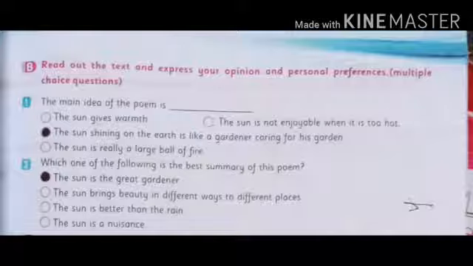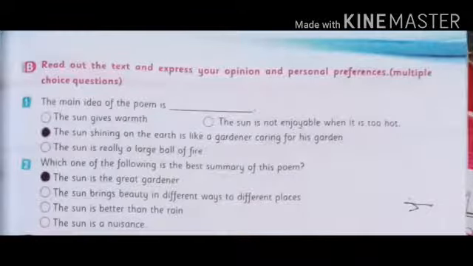Second statement is, which one of the following is the best summary of this poem. First option is the sun is the great gardener. The sun brings beauty in different ways to different places. Third option is the sun is better than the rain. Fourth option is the sun is a nuisance. The most suitable answer for this statement is the sun is a great gardener.